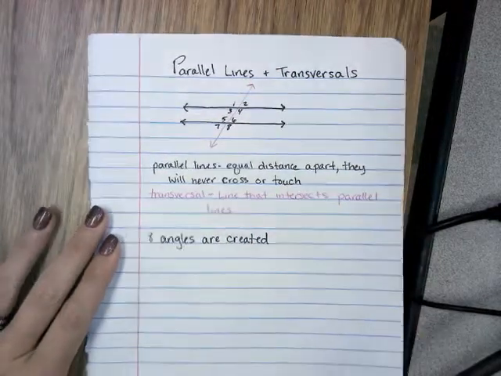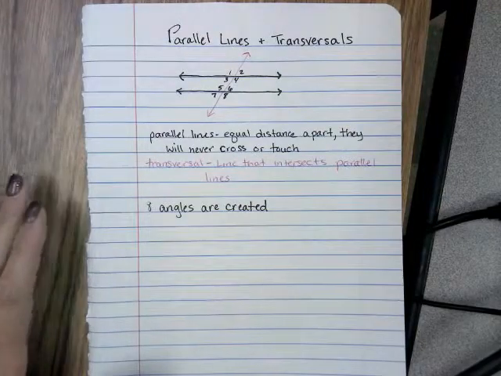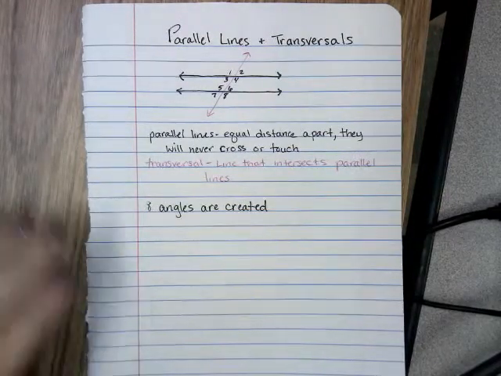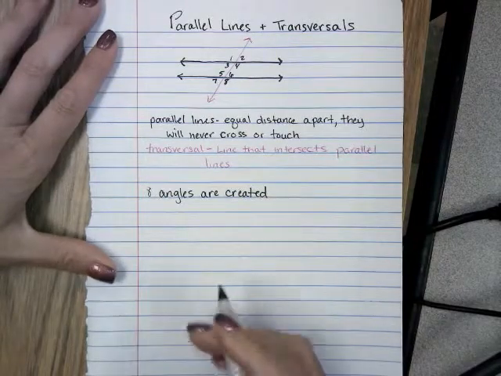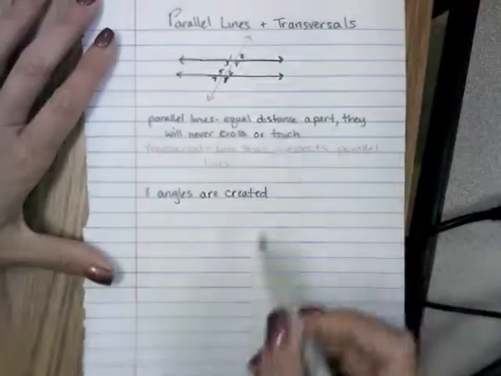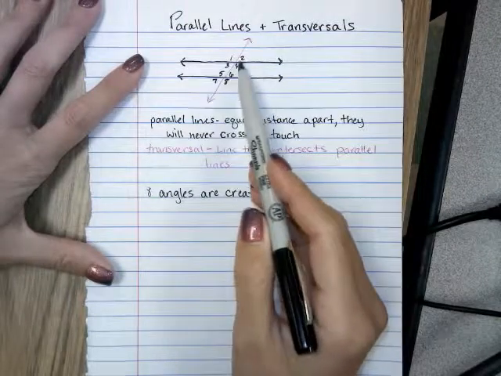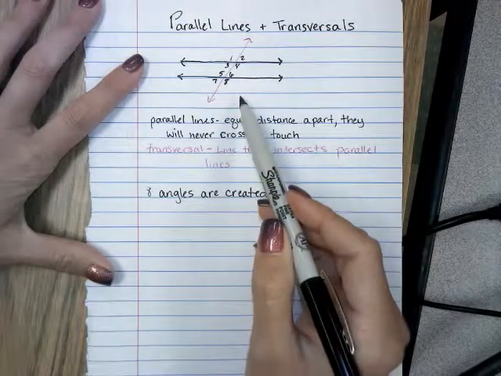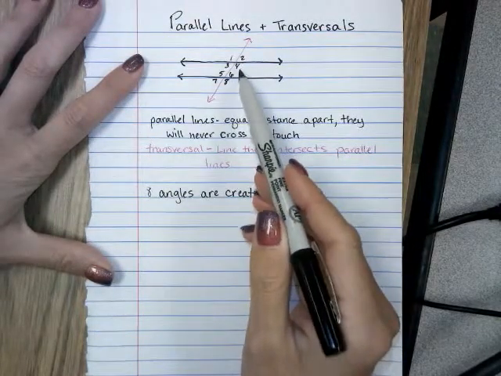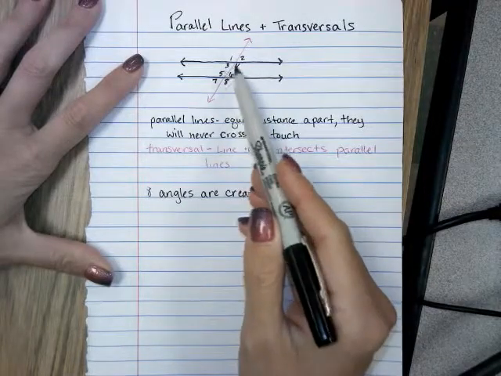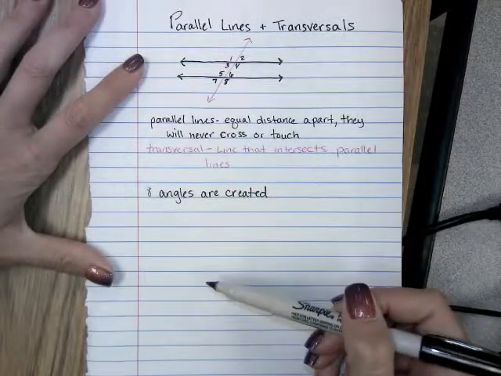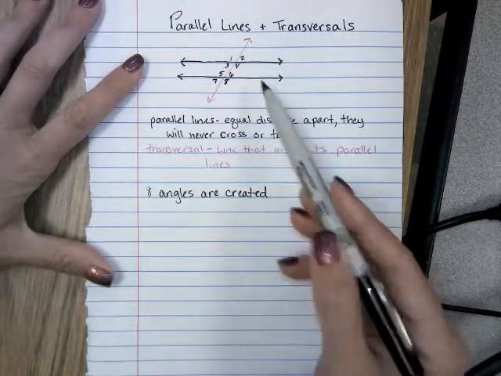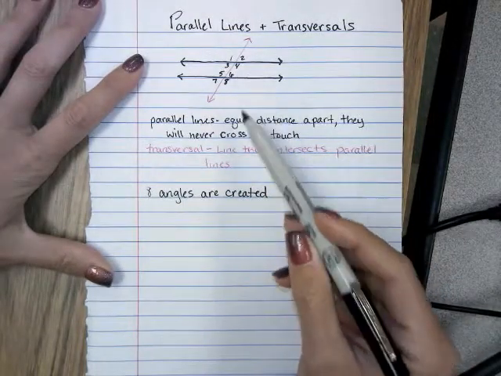Now, when we talk about these angles, we're going to talk about them in terms of their position, and to do that, we need to learn some vocab. As we go through this vocab, I'm going to be referencing these numbers that are on the diagram. These numbers can change places. They're not always going to be numbered in this order, but for the sake of our descriptions of their position, I'm going to reference back to these numbers.